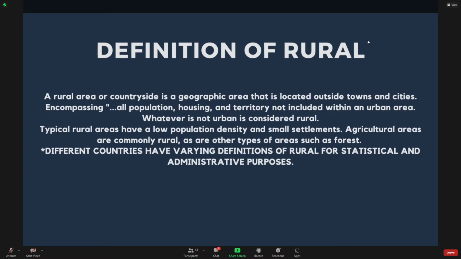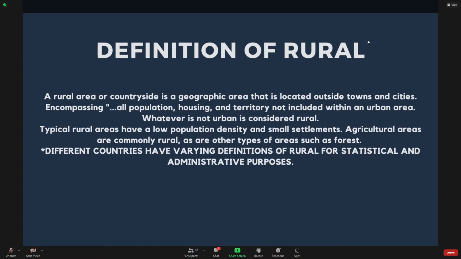So typical rural areas have a low population density. Again, we look at the population density and small settlements. Agricultural areas are commonly rural. In Malaysia, we use that as a defining term, and also other types of areas such as forests. Different countries have different definitions of rural areas for statistical and administrative purposes.